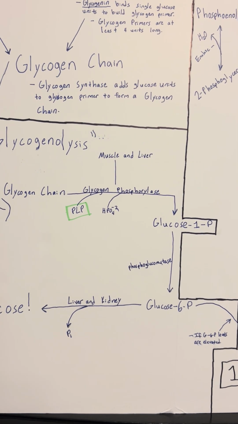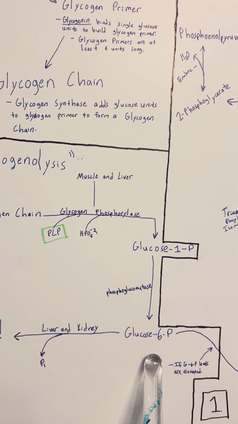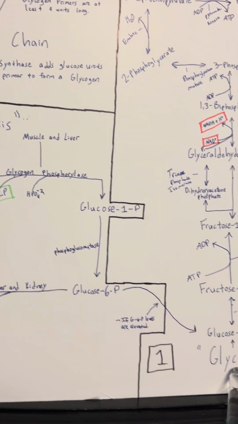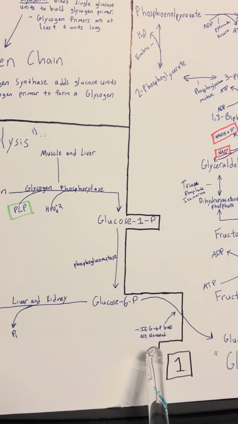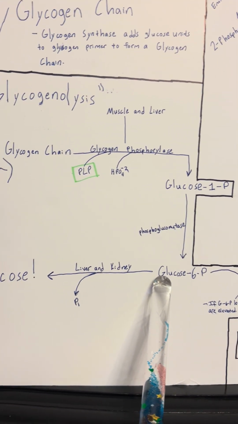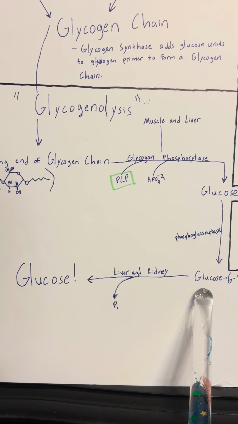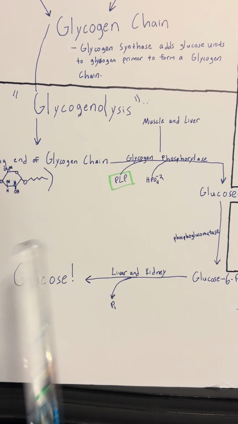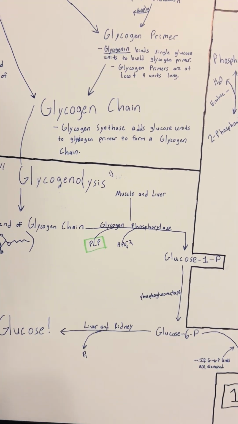In the muscle, this glucose 6-phosphate enters glycolysis to produce energy. It could also enter glycolysis if levels are elevated. In the liver and kidney tissue, glucose 6-phosphatase removes the phosphate from glucose 6-phosphate to form free glucose right here, which can then enter the bloodstream to maintain blood glucose levels.